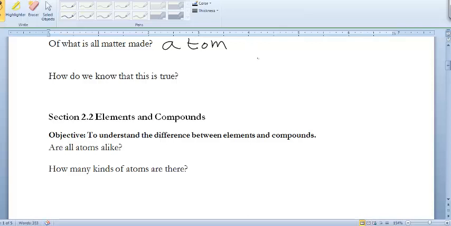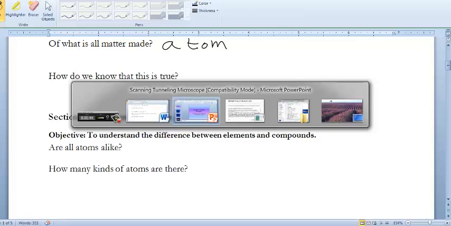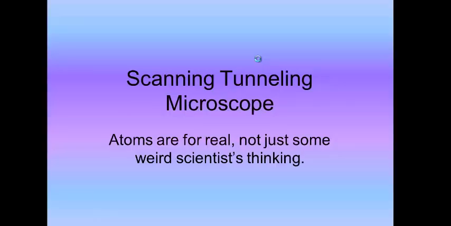And so for thousands of years, scientists have often wondered really what an atom was and what the matter that we see all around us is made up of. So now I tell you that we know this, and the question is, how do we know that that's true? We're going to take a look at a couple of pictures from a PowerPoint presentation about a scanning tunneling microscope. This showed that atoms are actually for real, not just somebody's weird thinking.